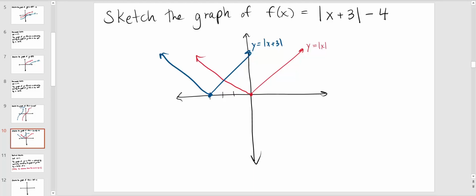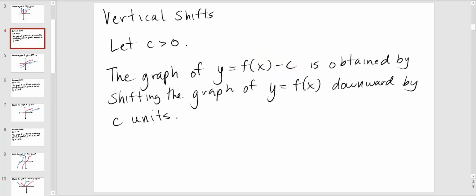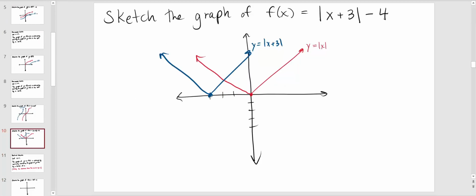That blue graph gets shifted down 4 units. Down because we're subtracting. The vertical rules follow intuition better. When you subtract a number, it shifts it downward. And so I'm going to take that vertex at -3, 0 and shift it down to -3, -4 and draw that same V shape. This is the graph of f of x.